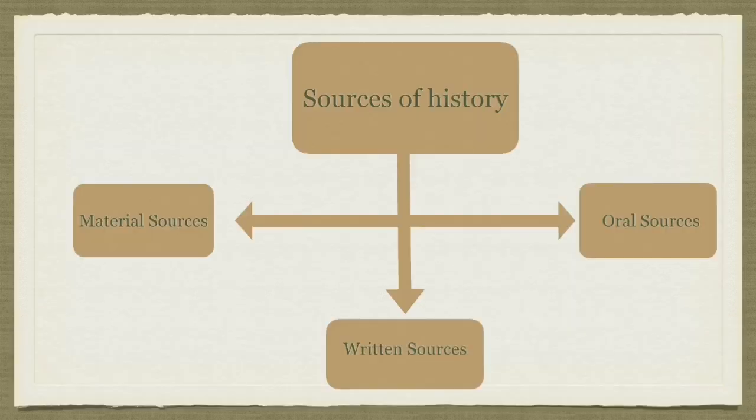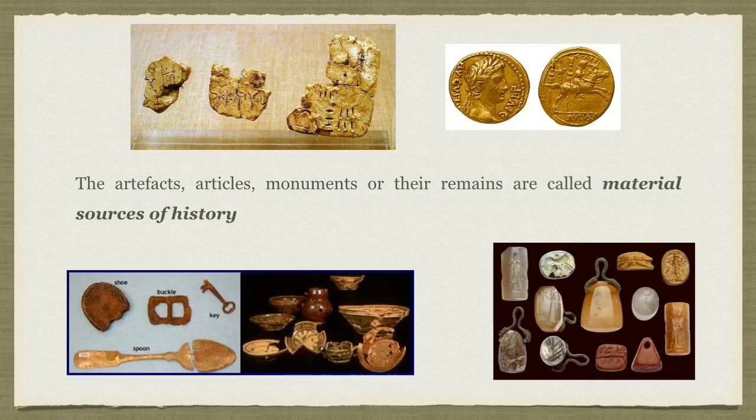There are three types: material sources, written sources, and oral sources. The artifacts, articles, monuments, or the remains are called material sources of history.